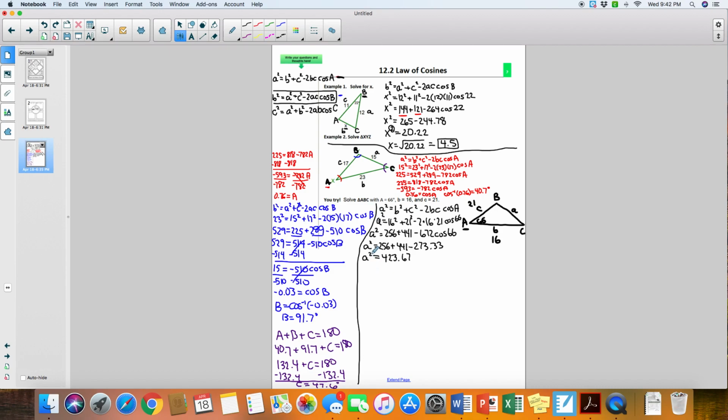All right, so now the last thing is to get rid of this exponent here. I get rid of the exponent by doing the square root. So that means A would equal the square root of 423.67. If I take the square root of that, I would get 20.58, and I would round that to 20.6. So the side measurement of little a is 20.6.